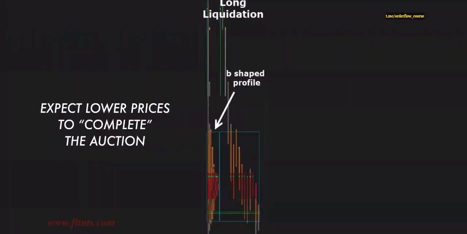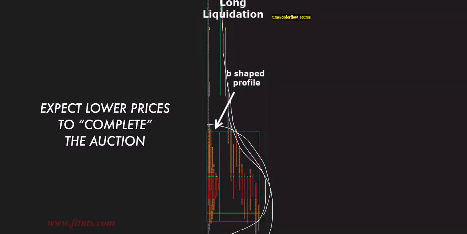So if I look at a profile like this, notice how I have no completed auction, it looks like a B. It's a B-shaped profile. So all of the inventory is down here at the bottom, and I've got excess to the upside, but I don't have any excess to shut it off to the downside. So in this case, I would expect lower prices. Now, given that this is imbalanced, I'm looking for it to auction lower to balance itself.